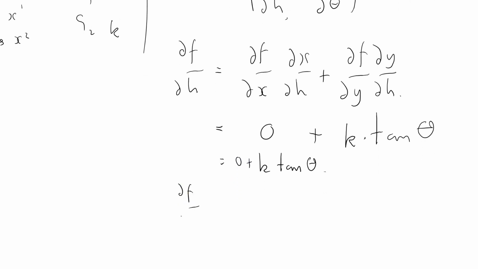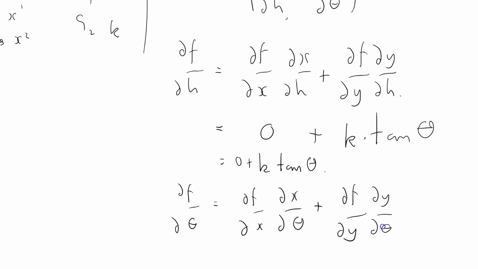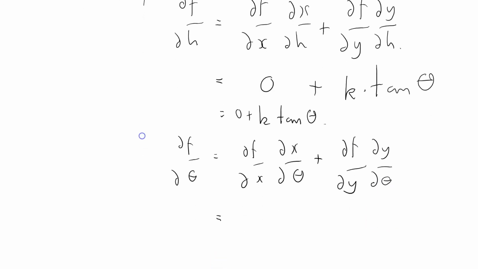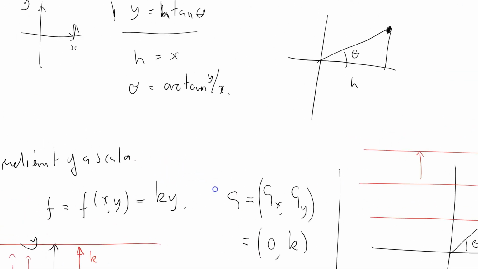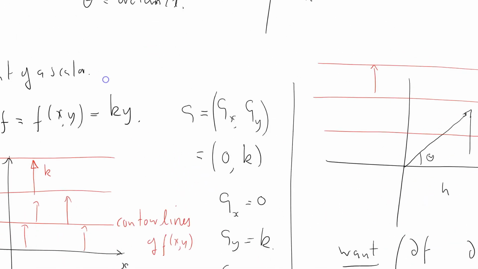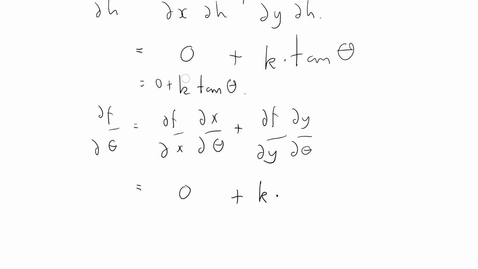And what's ∂f/∂theta? Well, that's equal to ∂f/∂x ∂x/∂theta plus ∂f/∂y ∂y/∂theta, which equals 0, because ∂f/∂x is 0, plus ∂f/∂y, which is k, times ∂y/∂theta. ∂y/∂theta is just h sec squared theta.